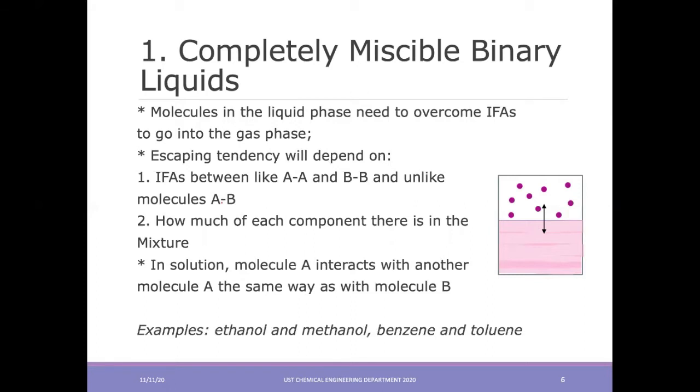Examples of completely miscible binary liquids include ethanol and methanol, benzene and toluene. So for example, if we have more A in the mixture, the total pressure of the solution will have a greater contribution from molecule A.